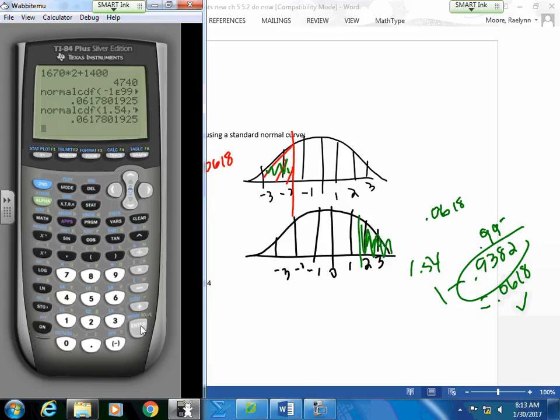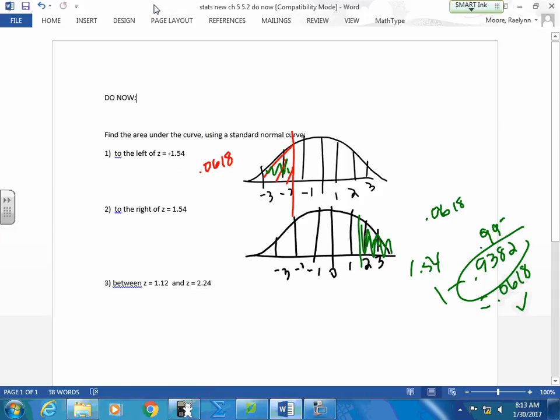So can everybody do these? And absolutely fine. If you didn't see the symmetry, look it up on the table. But know that it can't be greater than 50%. It has to be far less than 50%.